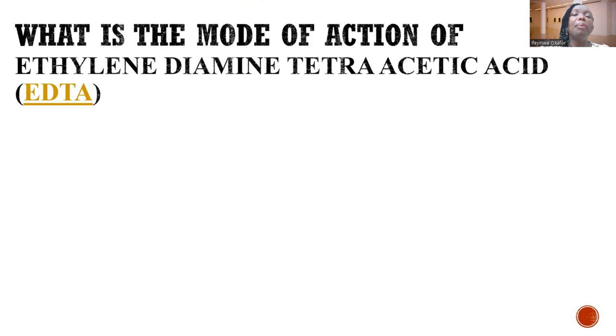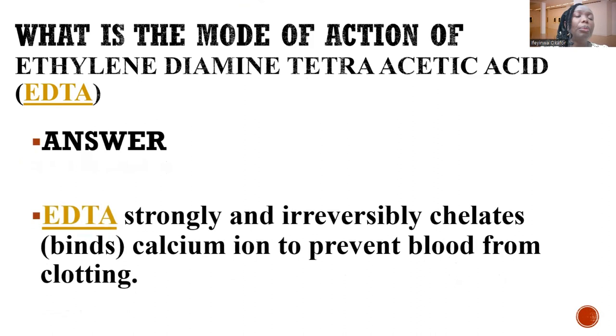What is the mode of action of ethylenediamine tetraacetic acid, that is, EDTA? Answer: EDTA strongly and irreversibly chelates calcium. EDTA strongly and irreversibly binds calcium to prevent blood from clotting. EDTA prevents blood from clotting by chelating calcium.